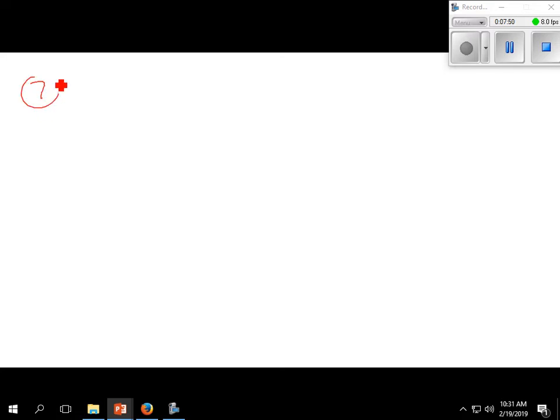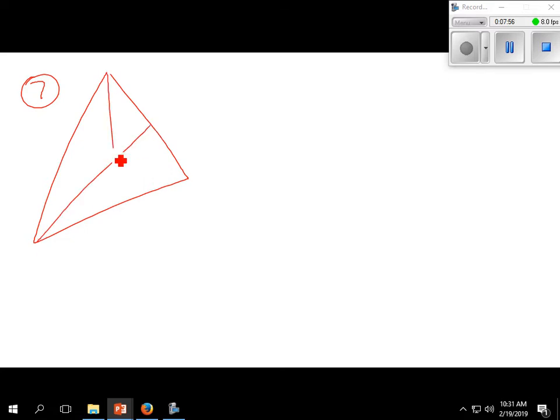Number 7, they give us a triangle, looks something like this. Again, my triangle might not look perfect. They tell us that P right there is a centroid. If P is a centroid, then that means that that point and that point are midpoints. Don't get medians and midsegments confused. These are medians this time.